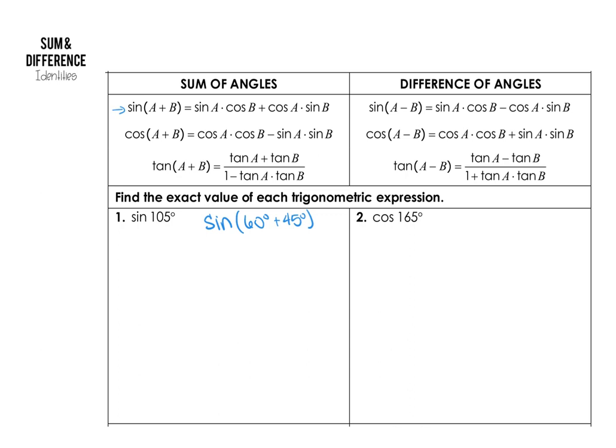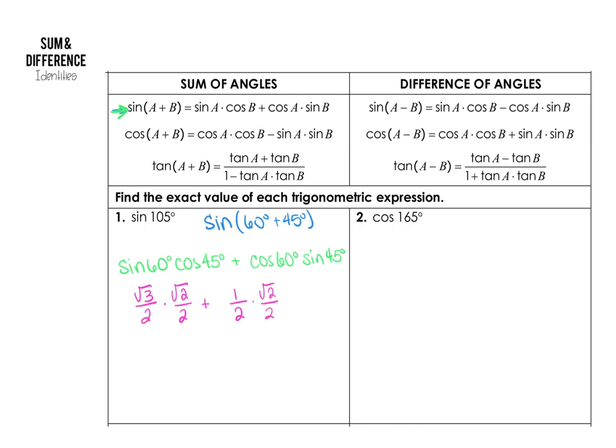The identity for the addition of two angles with sine is the sine of the first angle times the cosine of the second angle plus the cosine of the first angle times the sine of the second angle. So I'm just plugging it in to this sum identity because that's what I used here, 60 plus 45. And then my unit circle tells me that the sine of 60 is square root of 3 over 2. The cosine of 45 is square root of 2 over 2. The cosine of 60 is 1/2. And the sine of 45 is square root of 2 over 2.